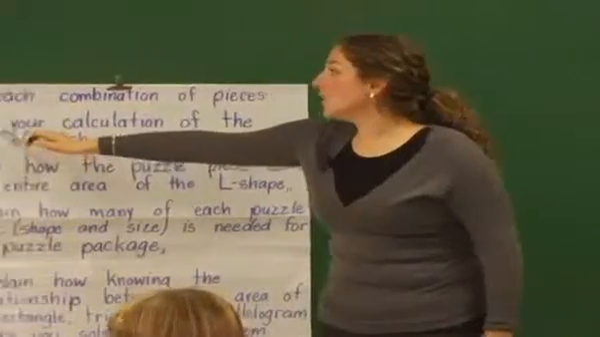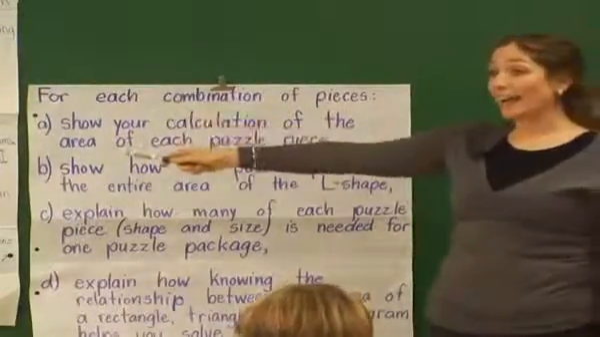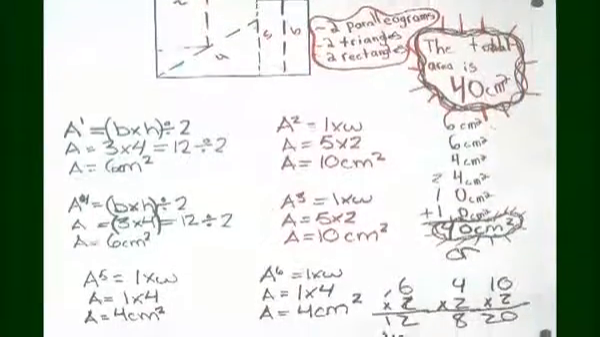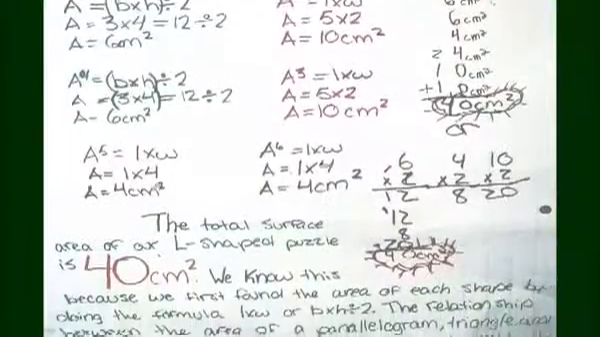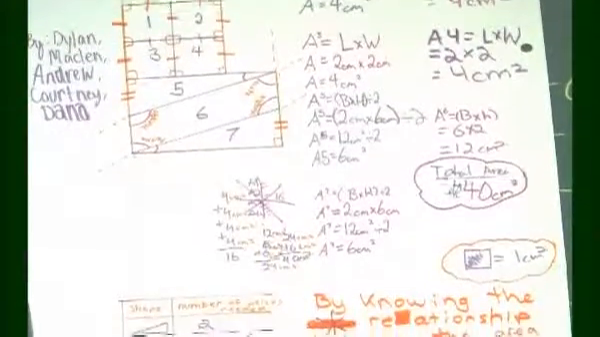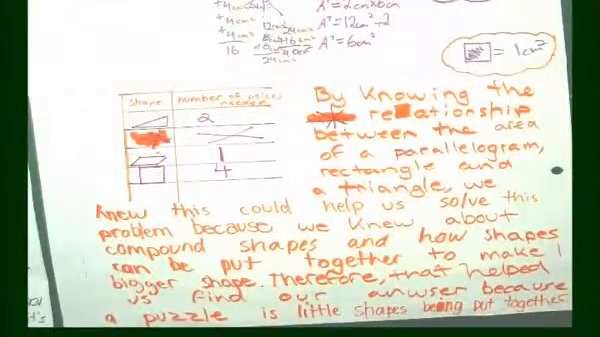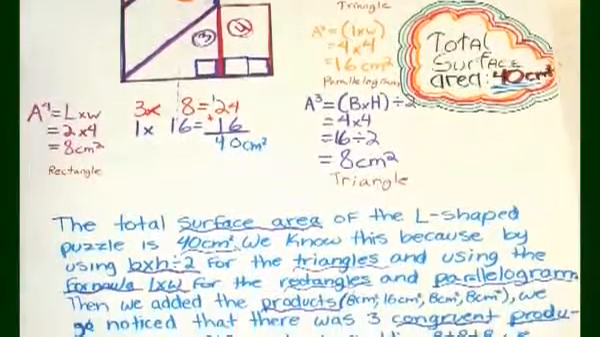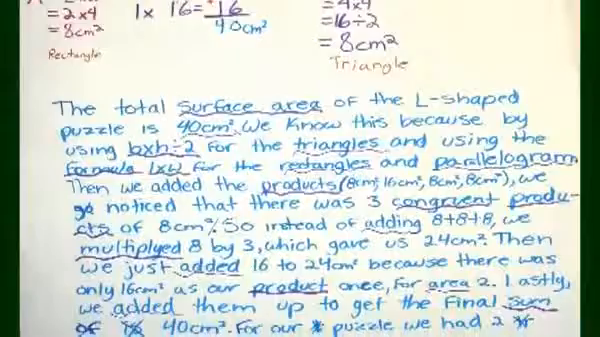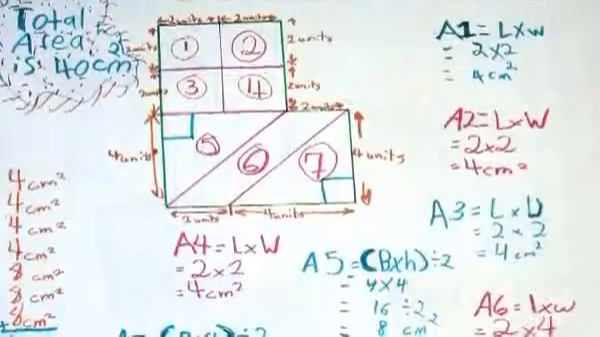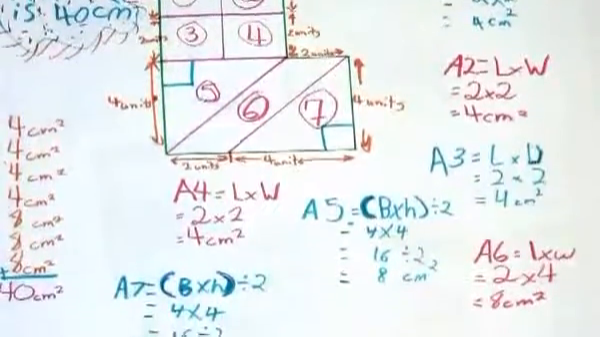The first one is, show your calculation of the area of each puzzle piece. Show how the puzzle pieces cover the entire area of the L shape. Explain how many of each puzzle piece, shape and size, is needed for one puzzle package. And the last one, and that's how you're essentially going to justify that you've met it all. You'll be explaining how knowing the relationship between the area of a rectangle, triangle, and parallelogram helps you solve this problem.